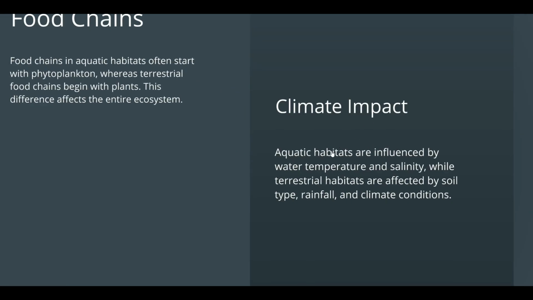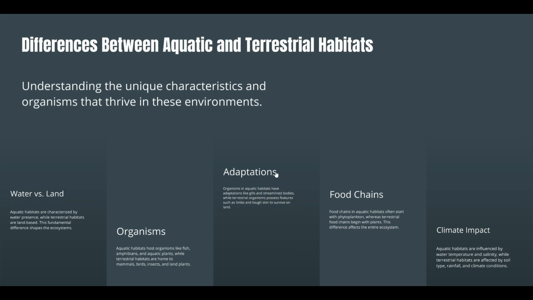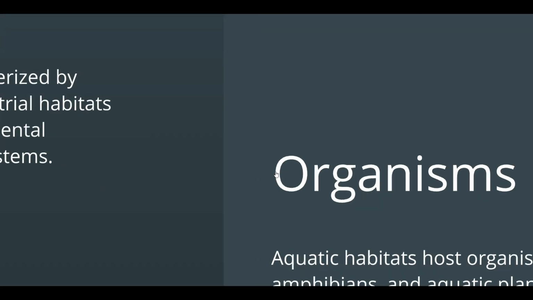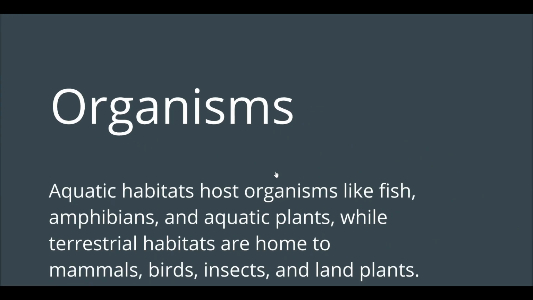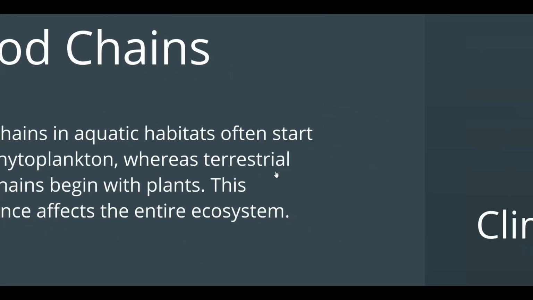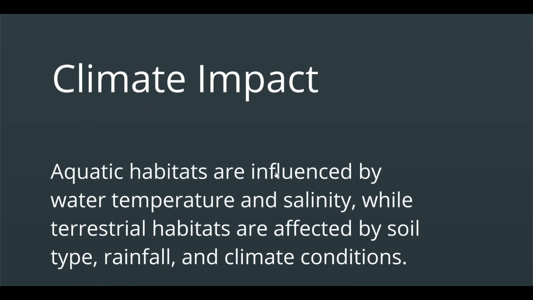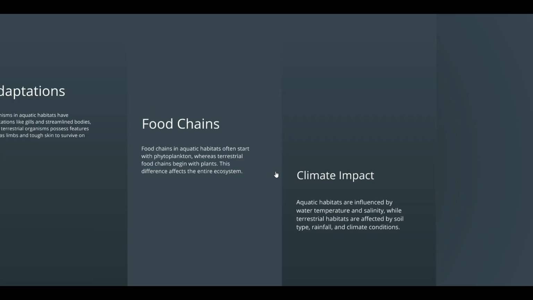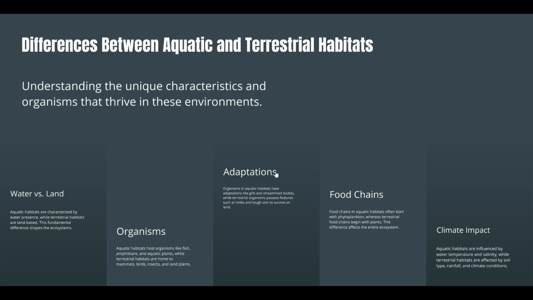Then climate impact. Aquatic habitats are influenced by water temperature and salinity, while terrestrial habitats are affected by soil type, rainfall, and climate conditions. Okay. So climate impact: aquatic habitats are influenced by water temperature. So climate is a major factor in shaping or reforming the habitats of different creatures.